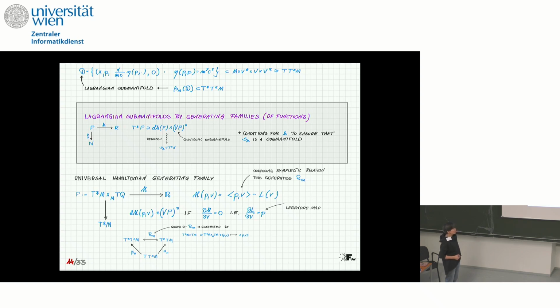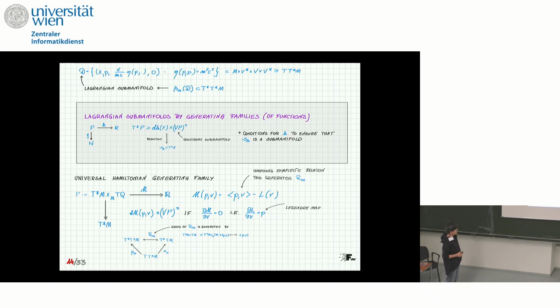And what do we do? To find the Legendre map, so to translate Lagrangian to Hamiltonian, we differentiate with respect to velocity and look for stationary points. This is exactly doing this vertical differential and looking for points where the vertical differential of the generating family of functions vanishes. So this is what we do.